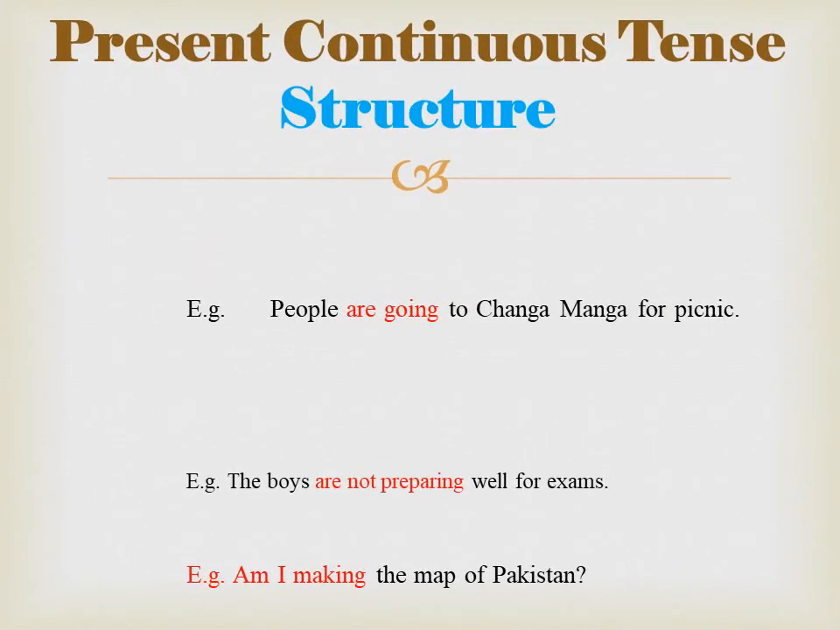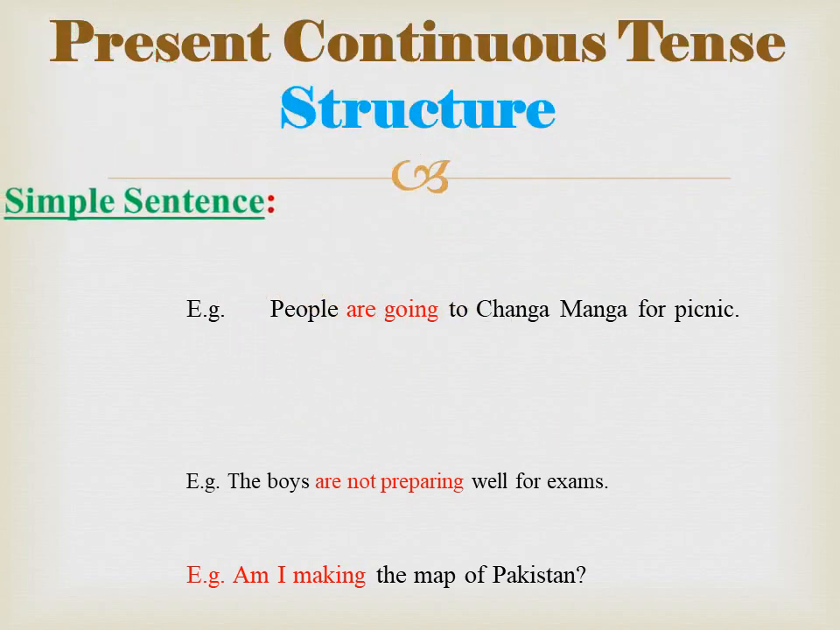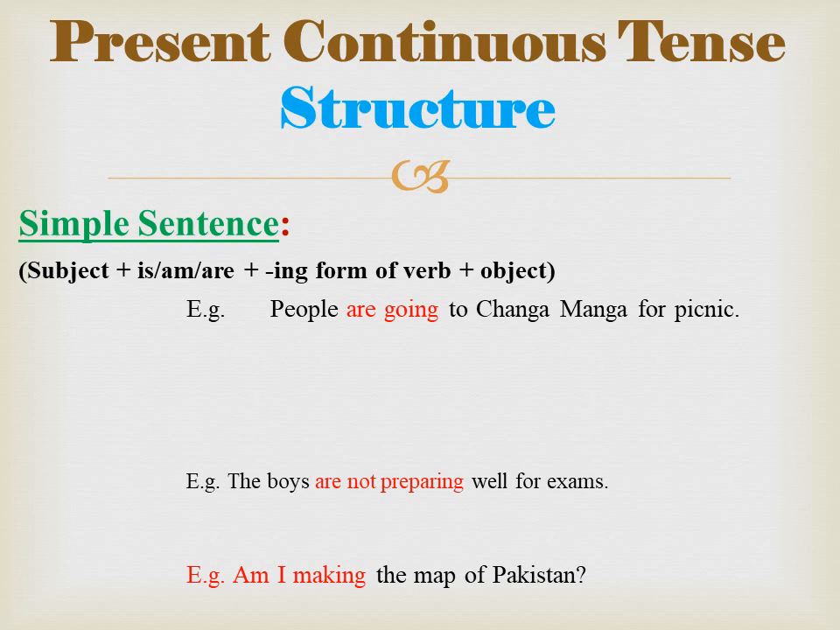Well, here is the structure of present continuous tense. Simple sentence: subject plus helping verb is, am, or are plus ing form of verb and then object. For example, people are going to Changamanga for picnic.